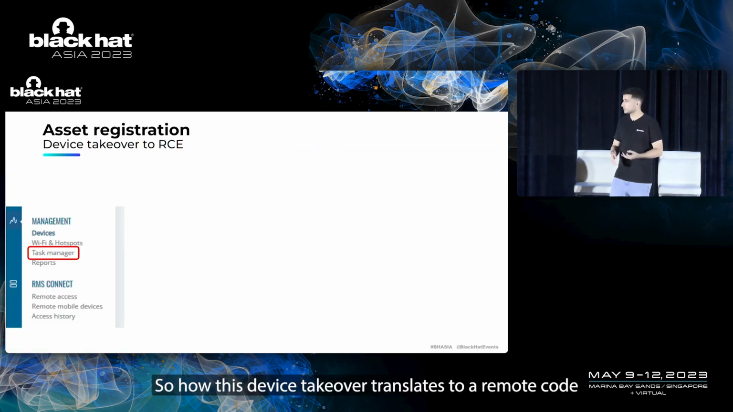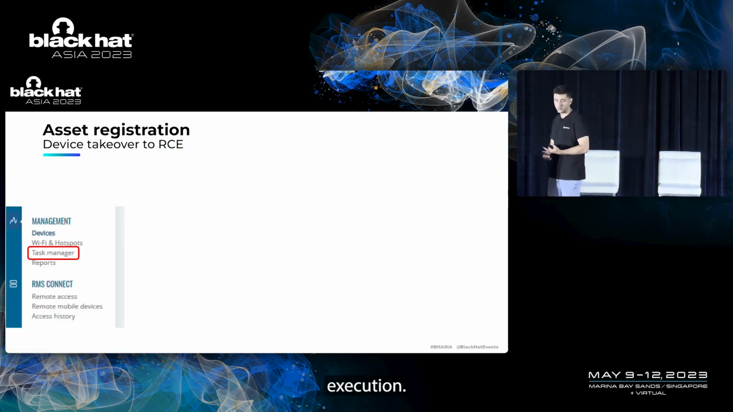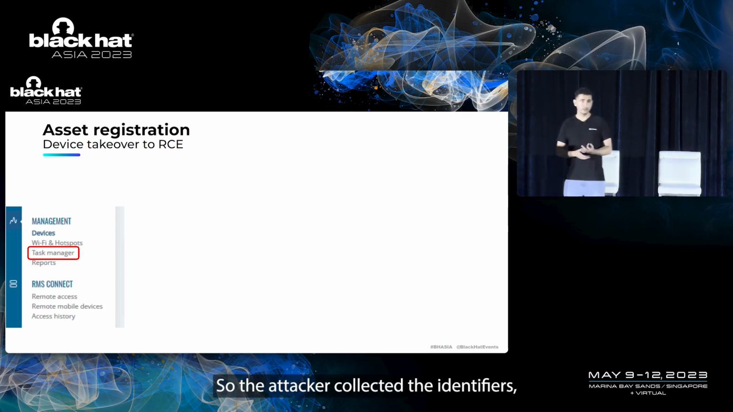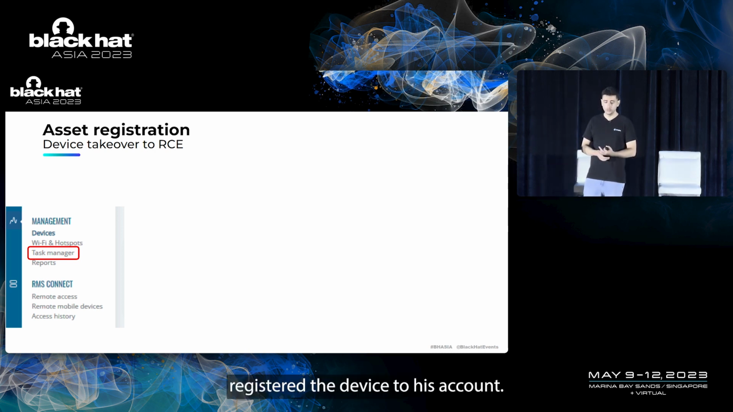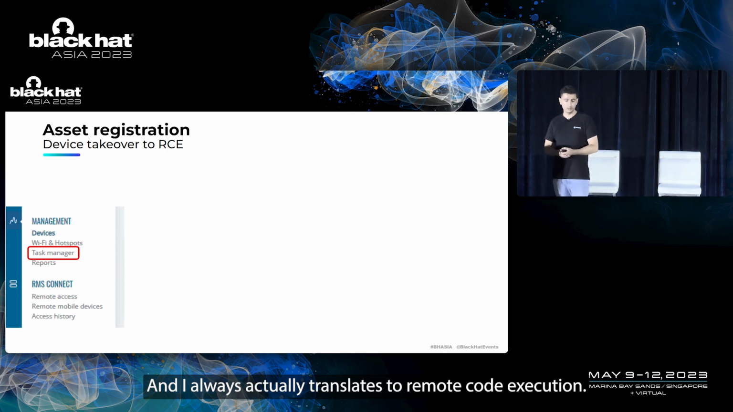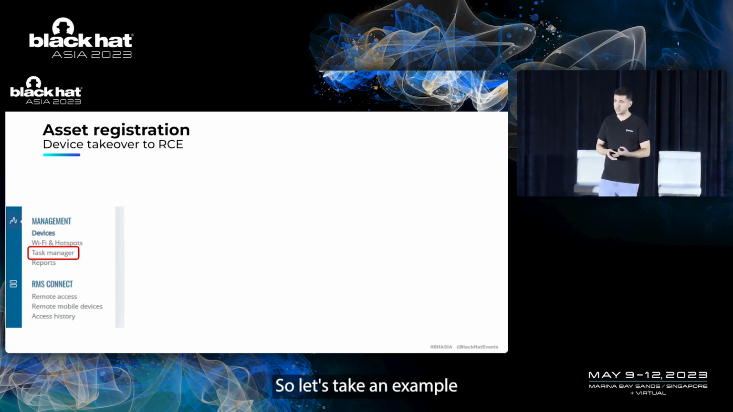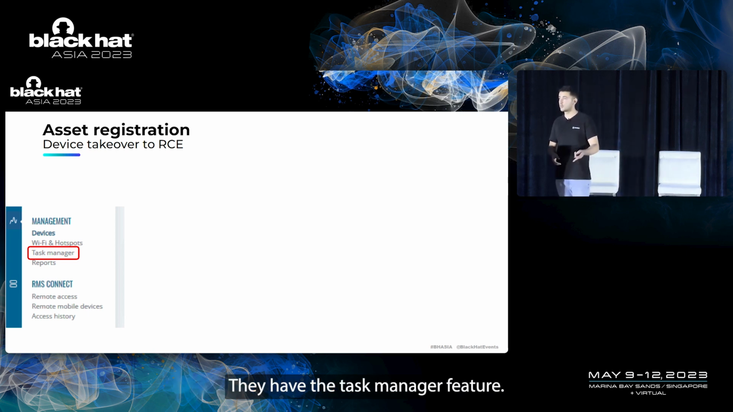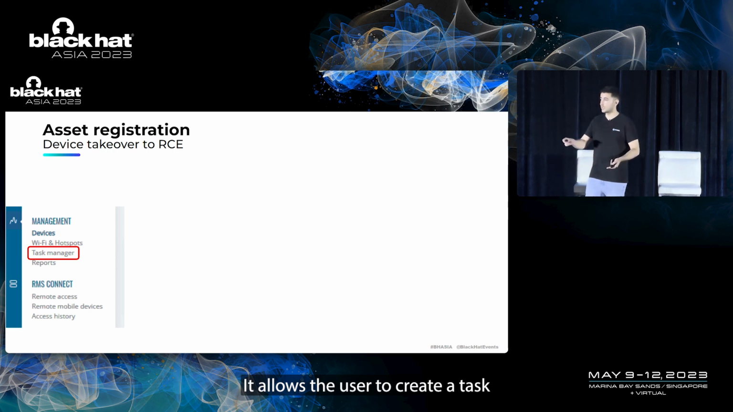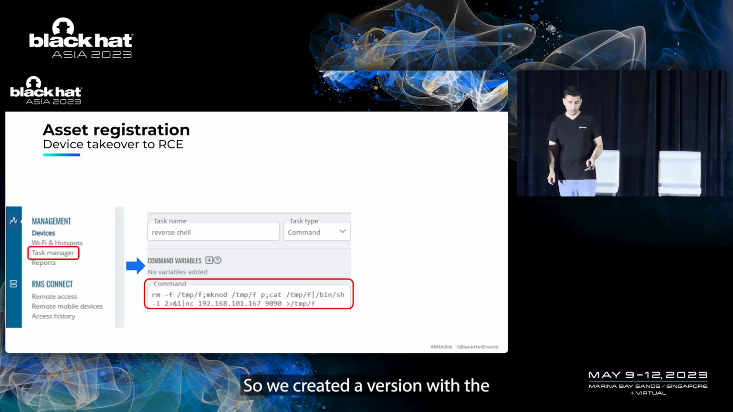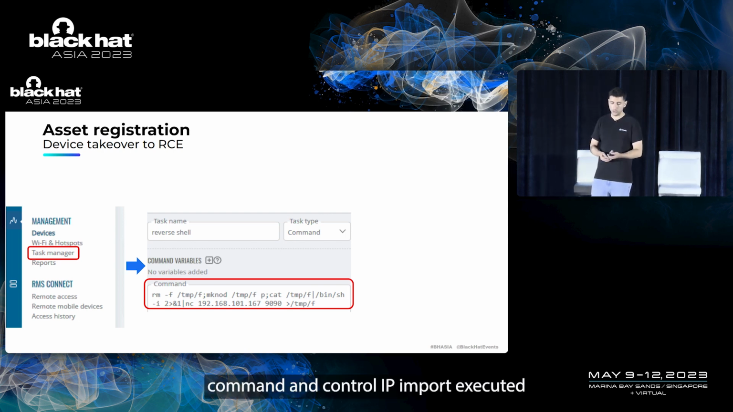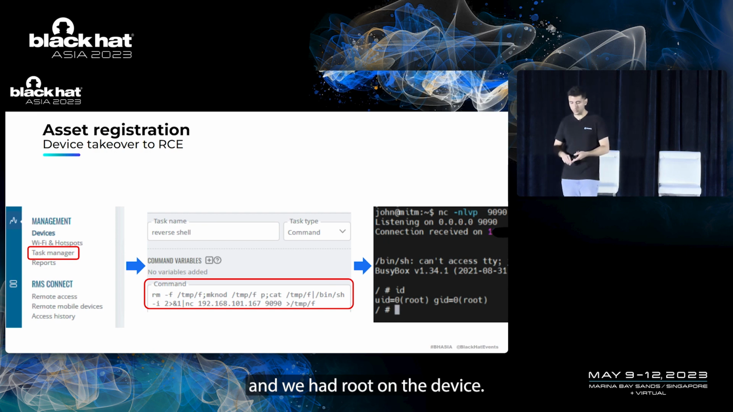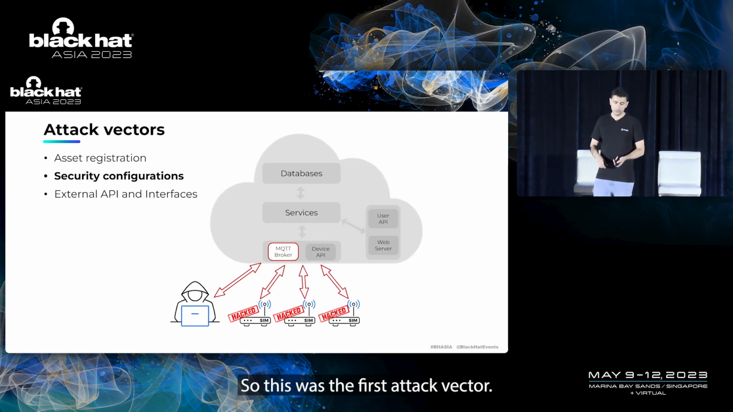So how does this device takeover translate to remote code execution? The attacker collected the identifiers and registered the device to his account. Let's take an example. In the Teltonika Networks Cloud Management Platform, they have a task manager feature. It allows the user to create a task and execute it on the chosen devices. So we created a reverse shell with the command and control IP and port, executed it, and we had root on the device. So this was the first attack vector.